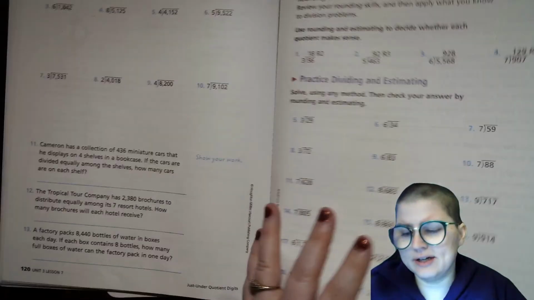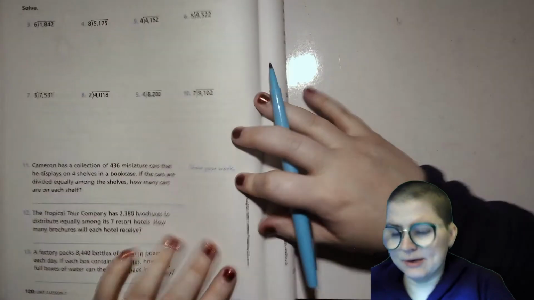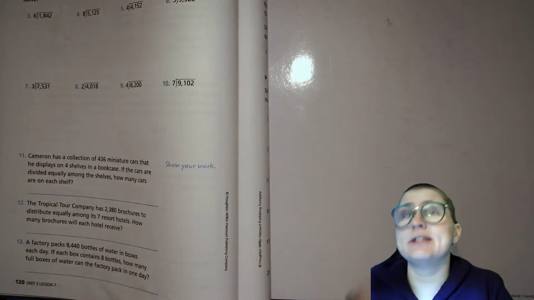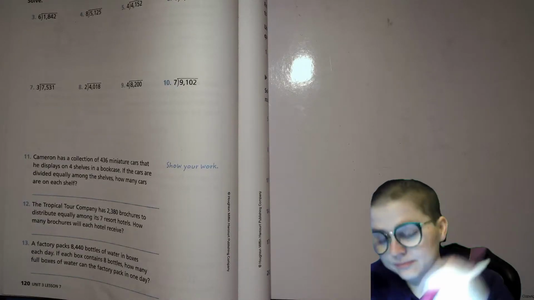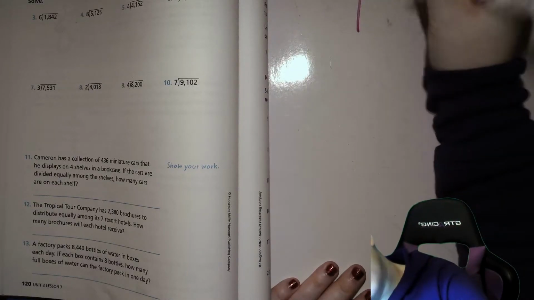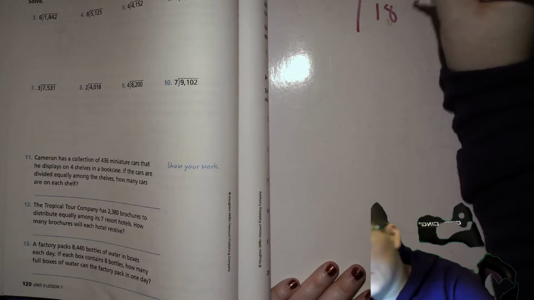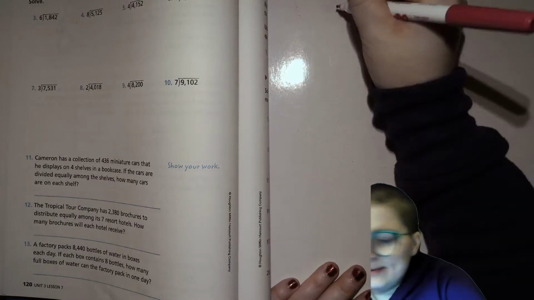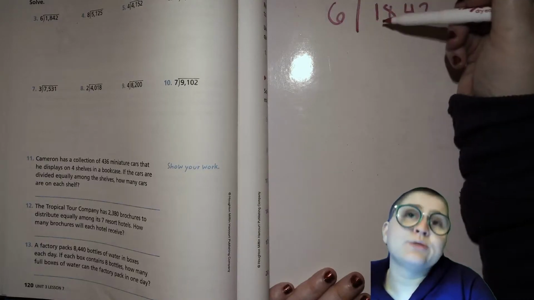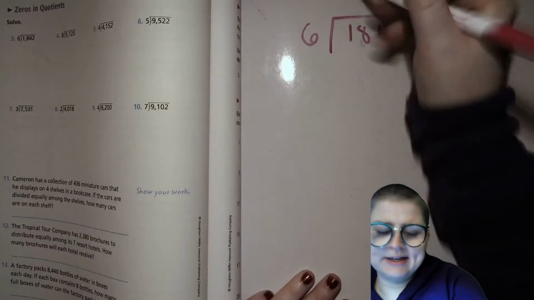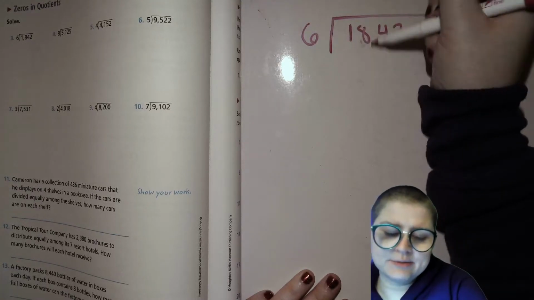All right. So let's go ahead, start solving some of these problems. I'm probably going to use my whiteboard just because I don't feel like there's a lot of space here on this book. So if you have your whiteboard, you do that with me. So here we go. We got 1,842 divided by 6. All right. Can 6 go into 1? Nope, it can't. So we don't put anything there. We just move on to the next place value.